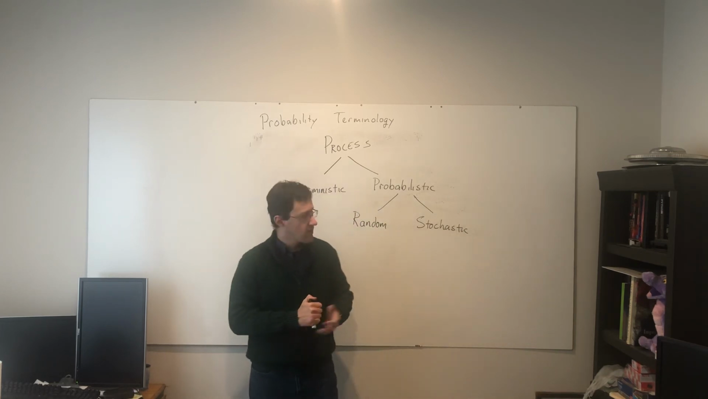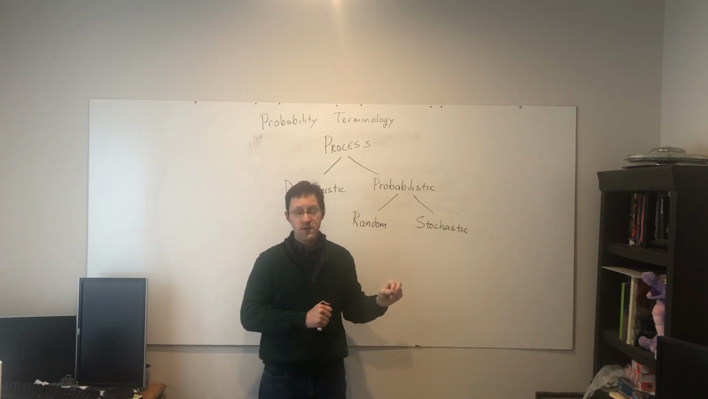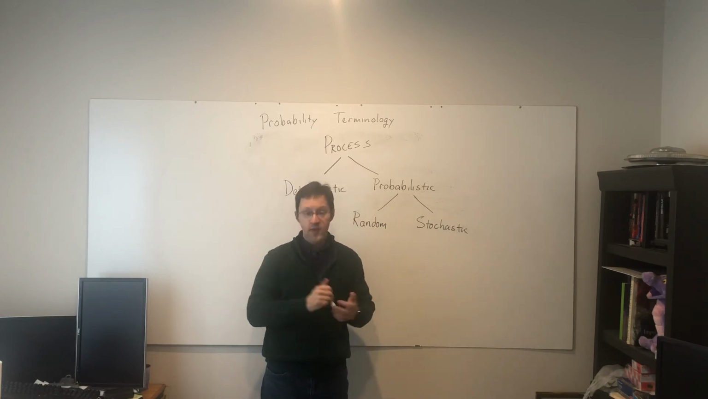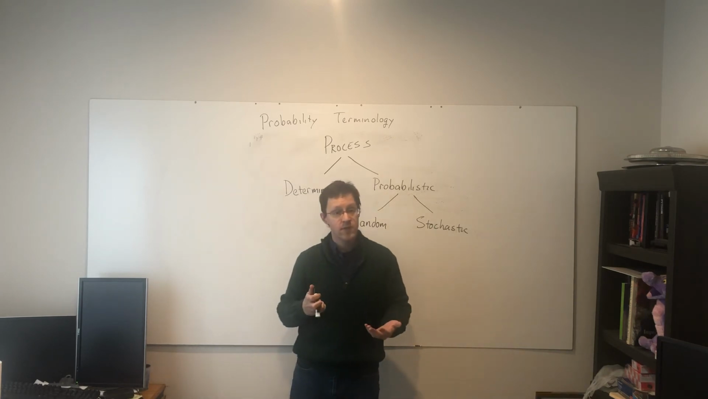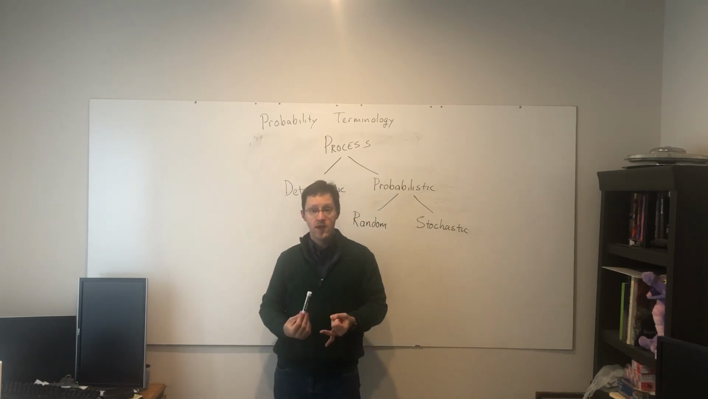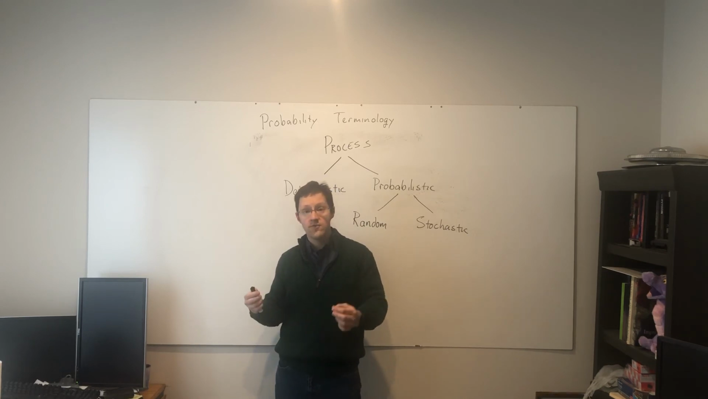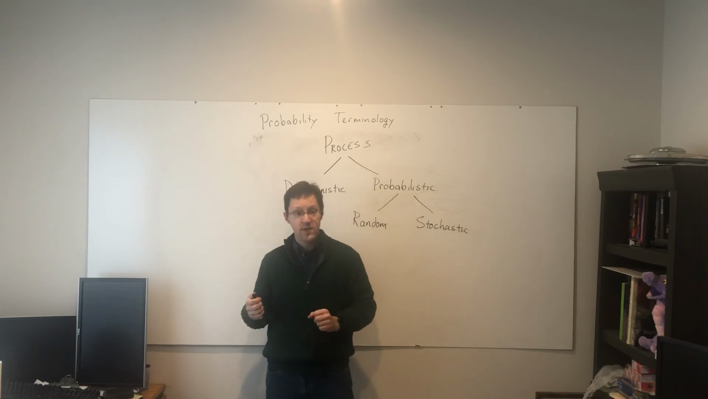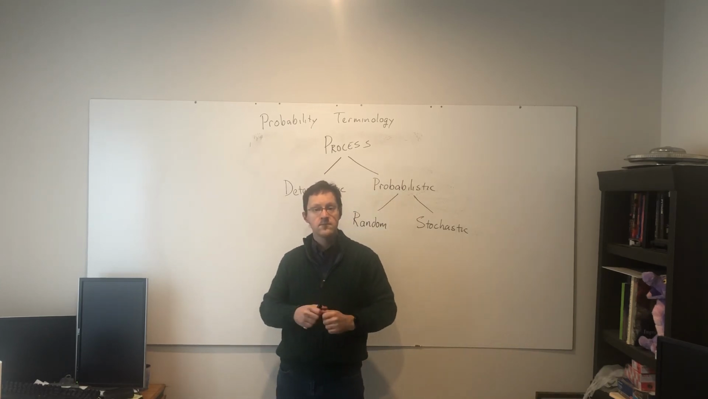So those are 3 different kinds of processes: deterministic, random, and stochastic. And we saw prior to that, some of the other probability-related terminology, events, outcomes, frequency, and how we use the frequency to define a probability of a particular outcome given its event.